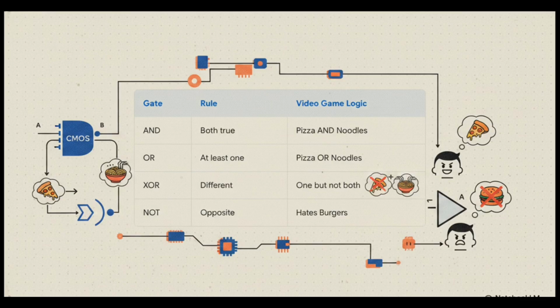It's like Bob, he's only happy if the menu has pizza and noodles. An OR gate outputs true if at least one input is true. Then there's the XOR, or exclusive OR gate, which outputs true only if the inputs are different. Charlie wants pizza or noodles, but absolutely not both. And a NOT gate just flips the input to the exact opposite. This perfectly illustrates how physical, voltage-based circuitry evaluates true or false conditions.